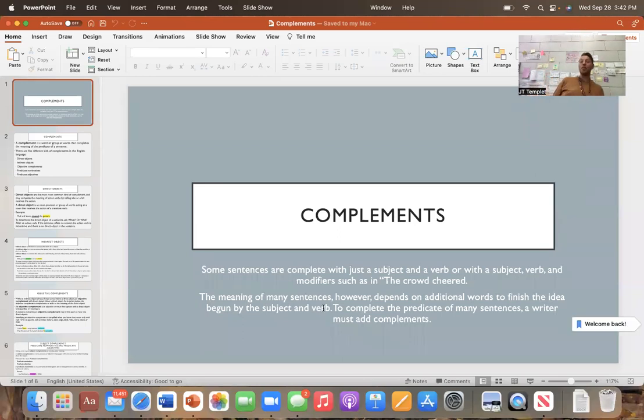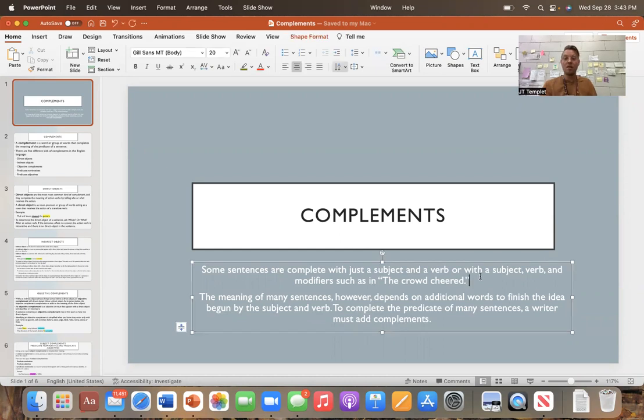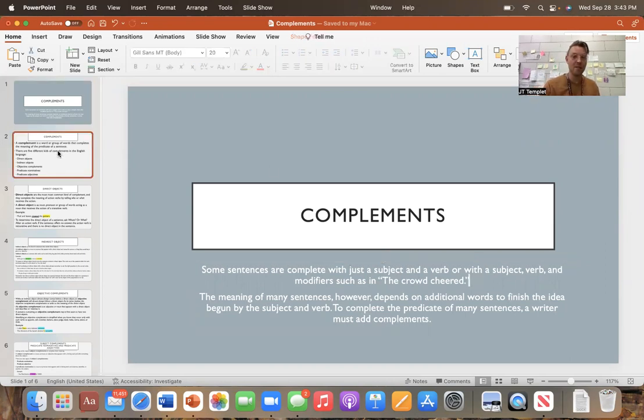Some sentences are complete with just a subject, or with a subject, verb, and a modifier, such as "the crowd cheered." And those are fine. However, by just being a subject and a predicate, or a simple subject and a simple predicate, you're not going to get that kind of in-depth sentence that's going to be really descriptive and really helpful for your audience. The meaning of many sentences, therefore, depends on additional words to flesh out those ideas that start with the subject and the verb. To complete the predicate of many sentences, a writer must add complements.